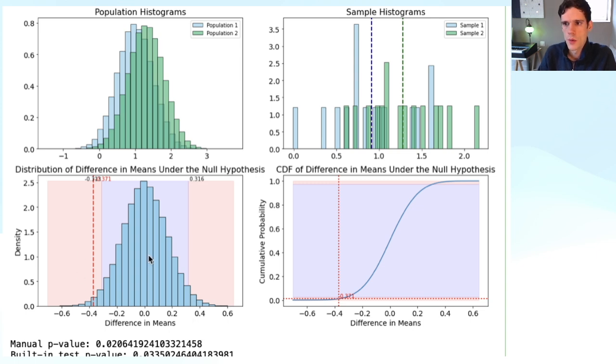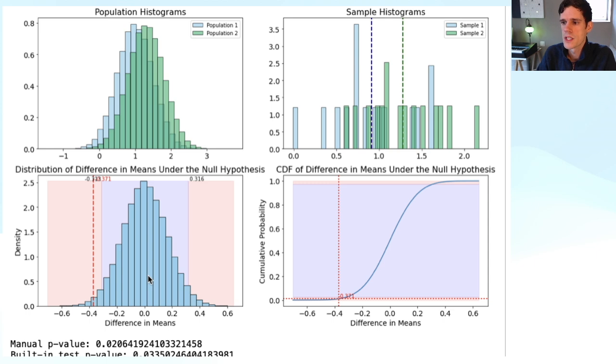Now, on this graph, we also see the bounding values of this distribution that indicate the 5% most extreme values. We have an upper bound indicating the upper 2.5% most extreme values, and we have a lower bound indicating the lower 2.5% of extreme values. And then we can use these two boundaries to visually inspect whether our observed difference in sample means, the red line here, falls within the 5% most extreme values, so it falls within the red regions, or not, if it falls in this blue region.